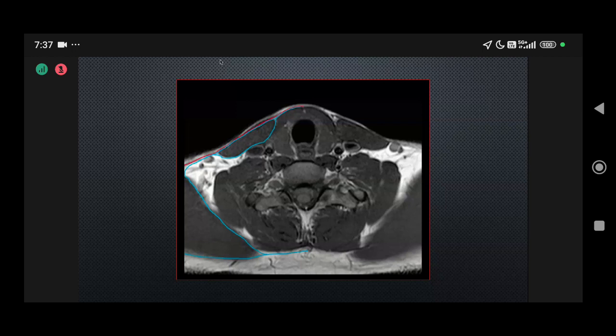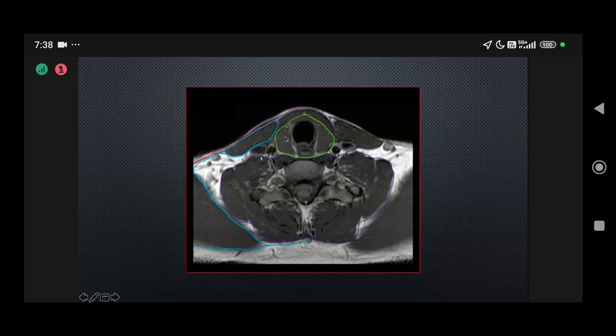Now, the superficial layer encloses the sternocleidomastoid muscle. Here you can see this is the sternocleidomastoid muscle. This is the trapezius muscle, and it also encloses the glandular structure and extends superiorly from the skull base up to the mediastinum.